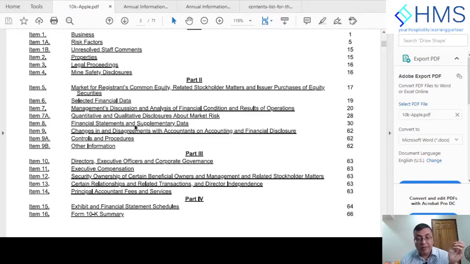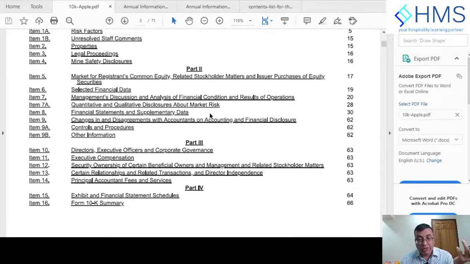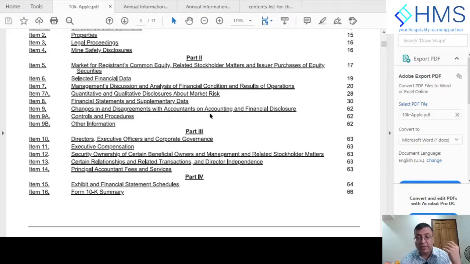Then you have something called management discussion and analysis, which is a very important part of an annual report, which we will be using quite a lot. Then you have the quantitative disclosure of market risk, then financial statements and supplementary data. Then you will have changes with the accountants, controls and procedures, and other information.